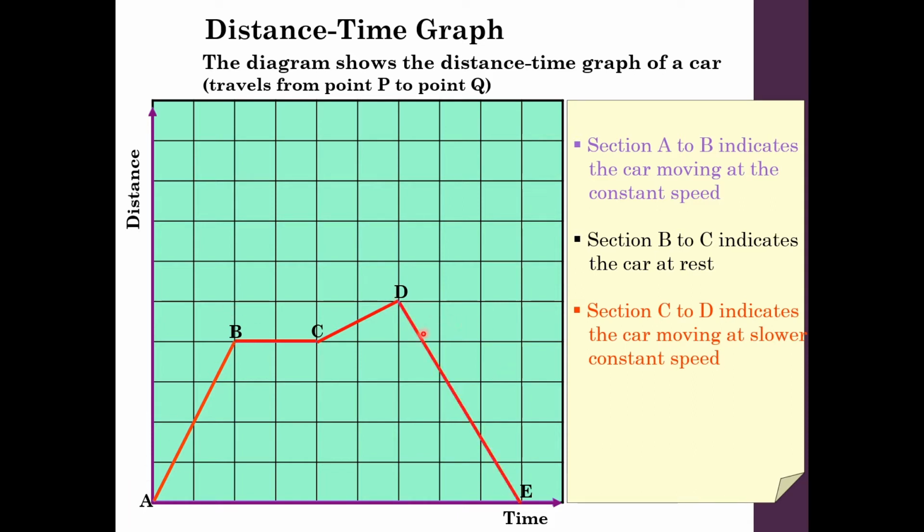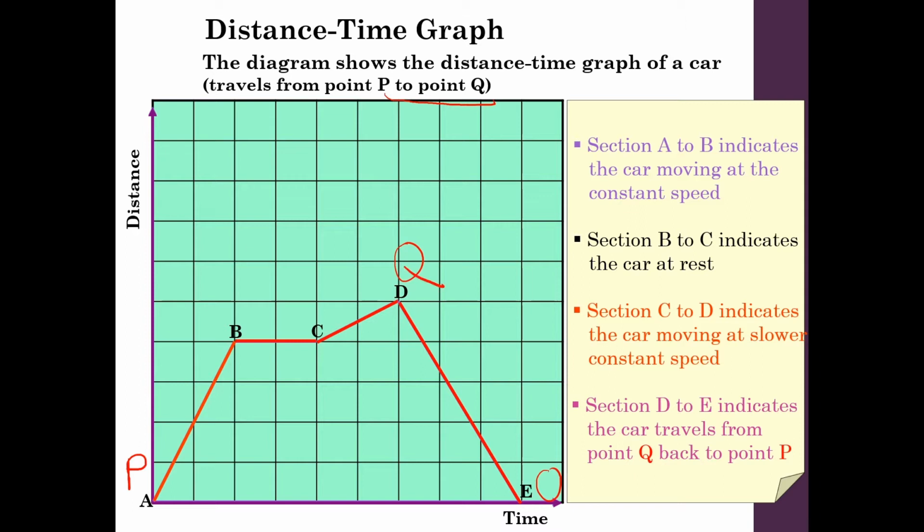And lastly, from D to E, it is a negative gradient. Okay, if you can still remember, this line shows a negative gradient, which indicates that the car travels from point Q back to point P. So maksudnya kita buat patah balik. So from the situation given here, kita tahu dia travel from point P to point Q. Okay, so meaning here is point P and here is point Q.